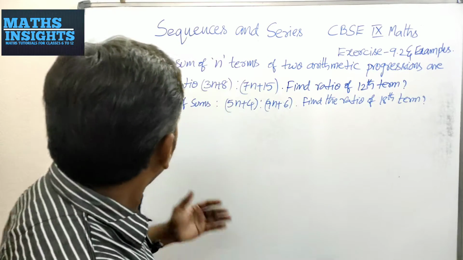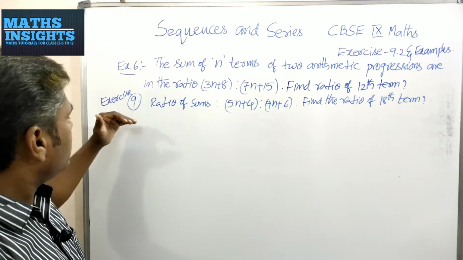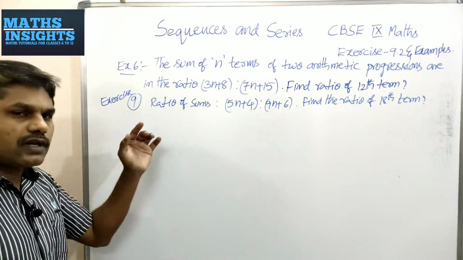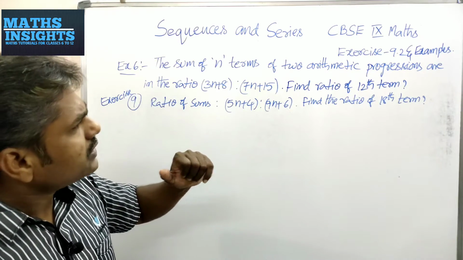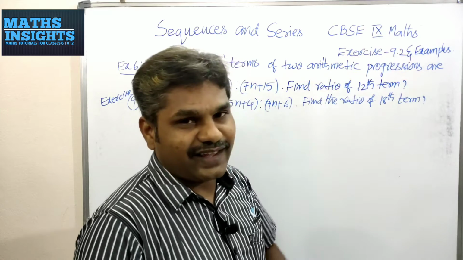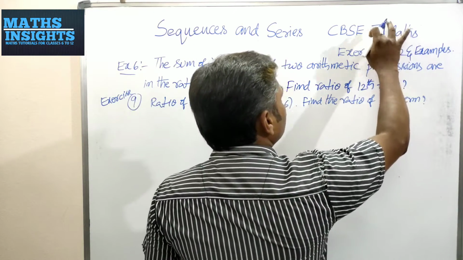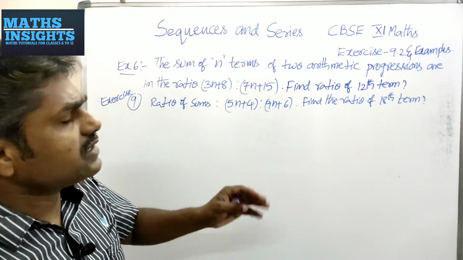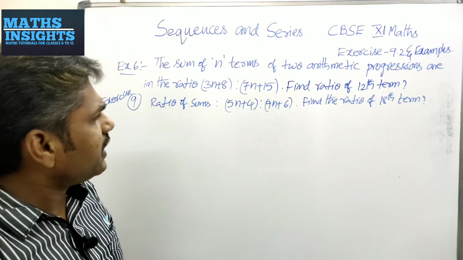Now I am taking example number 6 and problem number 9 in exercise 9.2. See, I have written this as class 9. Actually, it is class 11. So it should be 11th class, CBSE 11th class. Mistakenly, I have written it like that.